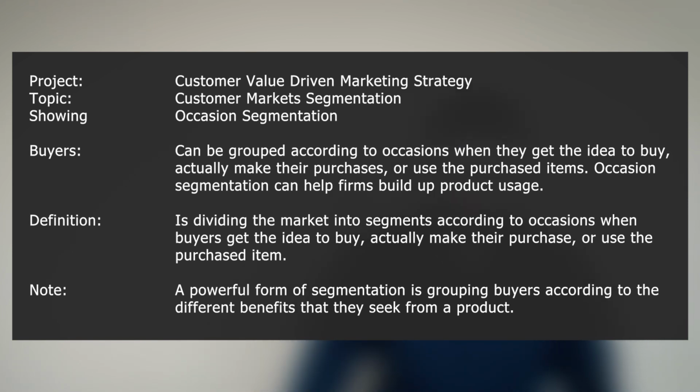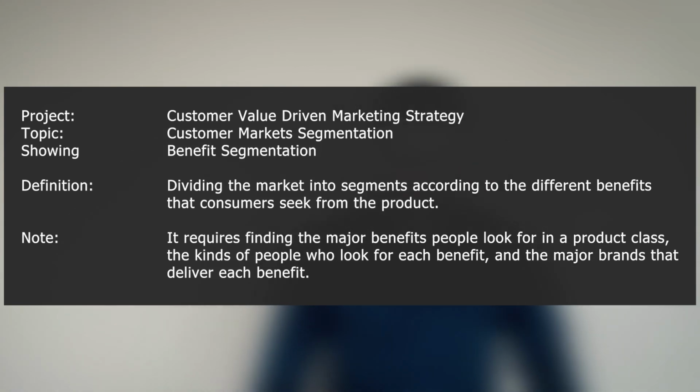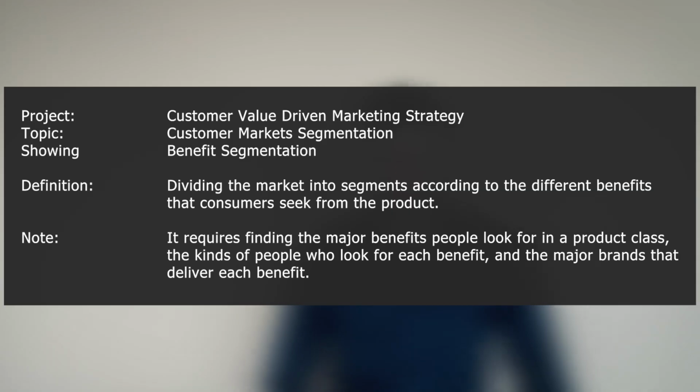A powerful form of segmentation is grouping buyers according to the different benefits that they seek from a product. Benefit segmentation is dividing the market into segments according to the different benefits that consumers seek from the product. It requires finding the major benefits people look for in a product class, the kinds of people who look for each benefit, and the major brands that deliver each benefit.